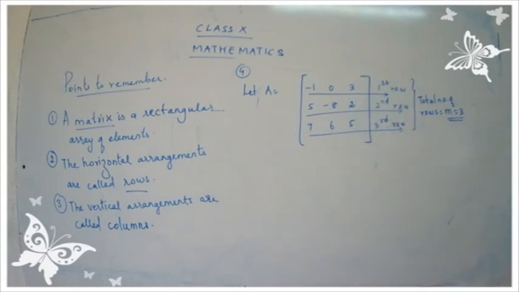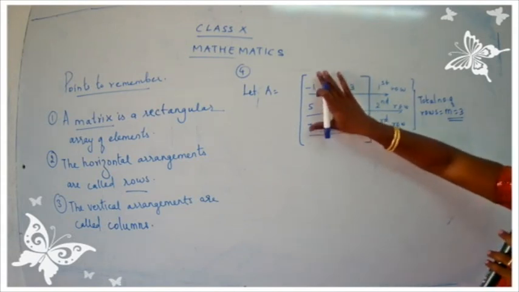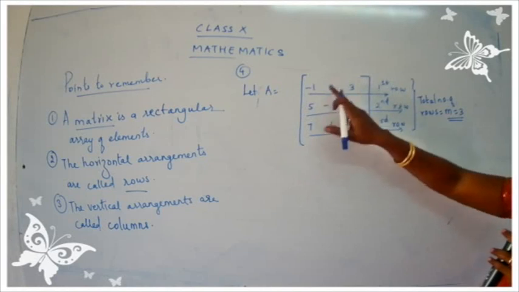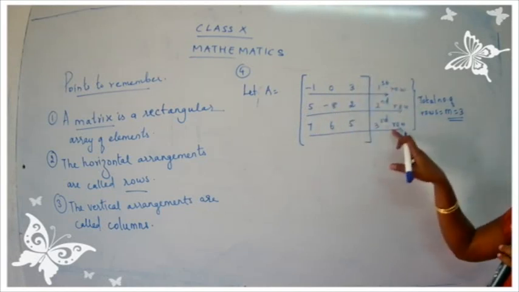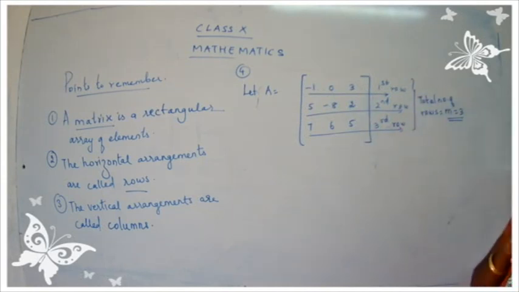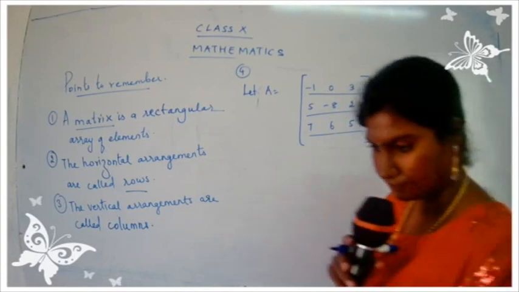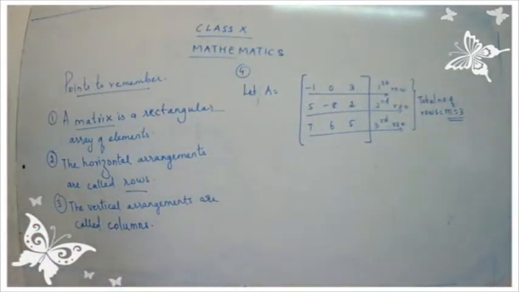Let A is equal to, you write the matrix. This is with the pen. The bracket and the numbers all with the pen. But the explanation part, the line, the first row, the second row, the third row, total number of rows, M is equal to 3, you can write with a pencil. Have you taken down the first explanation?